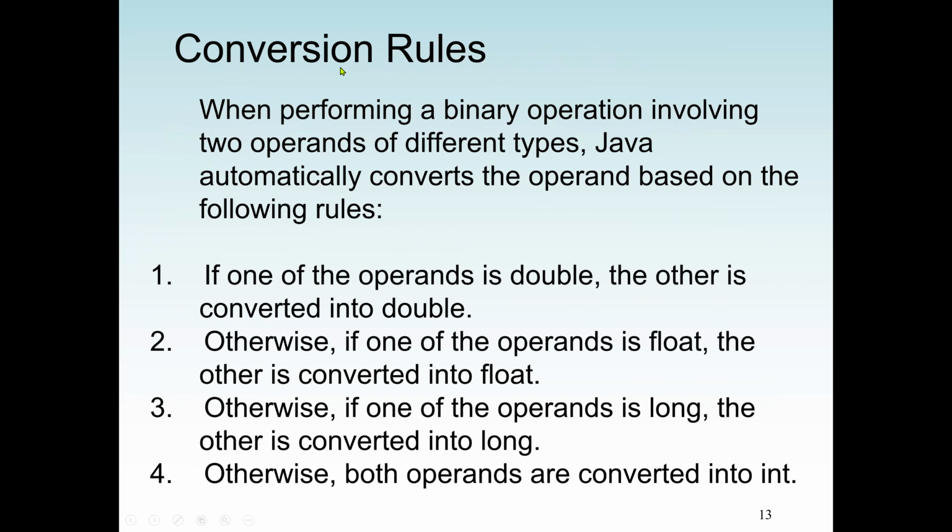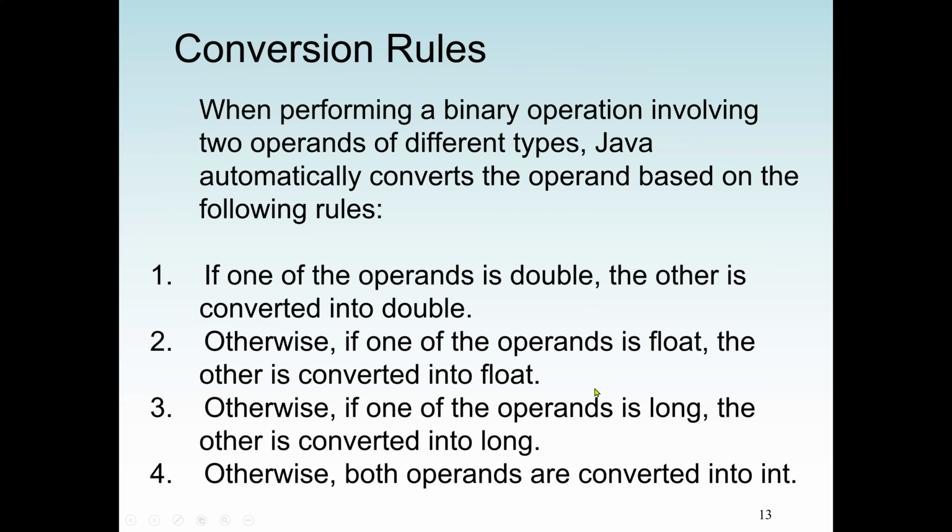So we go through the conversion rules now. Here they say when you are performing a binary operation that involves two operands of different types, Java will automatically convert the operand based on the following rules. If one of the operands is double, the other is converted into double. So if I have a double divided by int, my answer will be double.